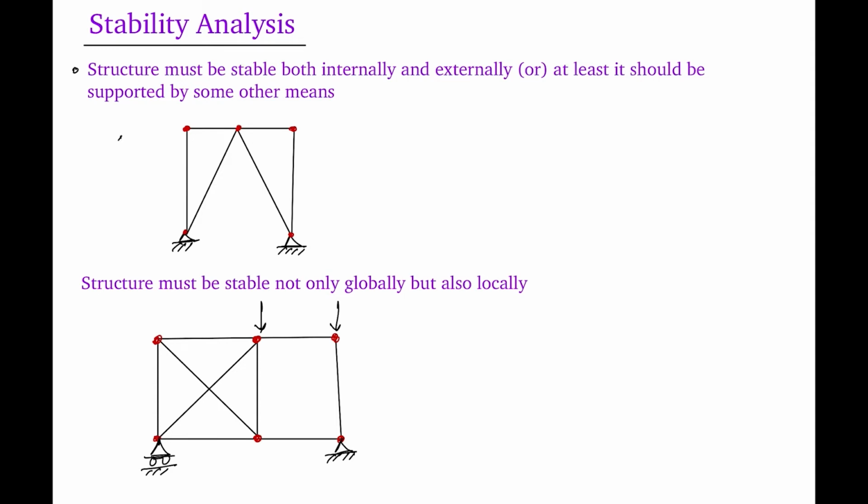Let's take this example. It is a pin jointed truss. We'll calculate the degree of static determinacy. So the degree of external static determinacy will be, for this, the number of unknowns are 4. For A and B, we have AX, AY, BX, BY, and the number of equilibrium equations is always 3. So the degree of external static determinacy is 1.